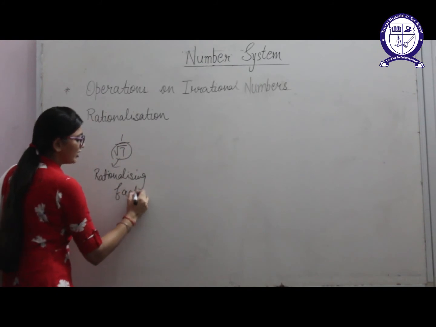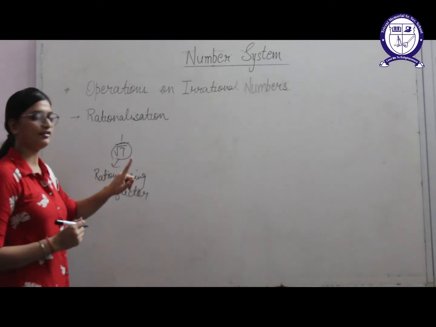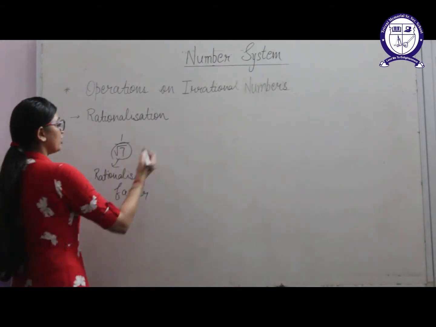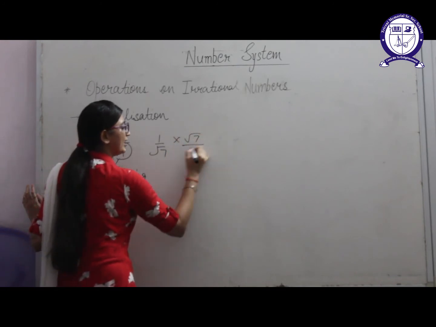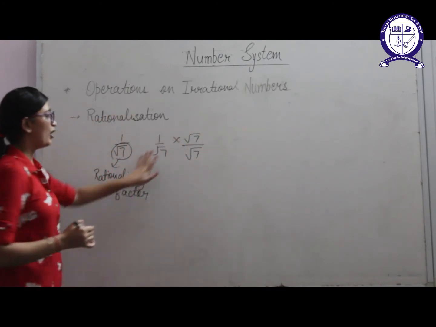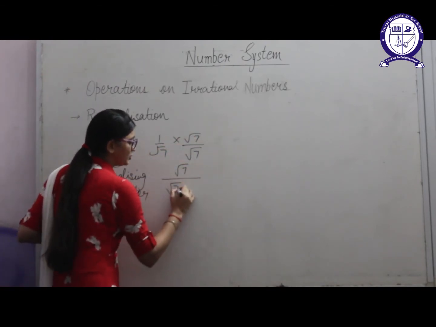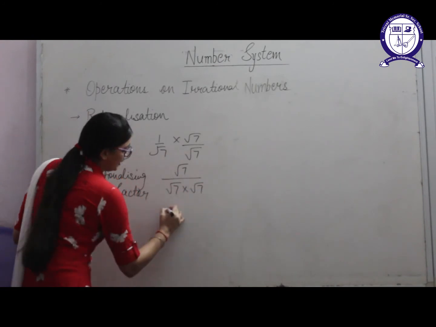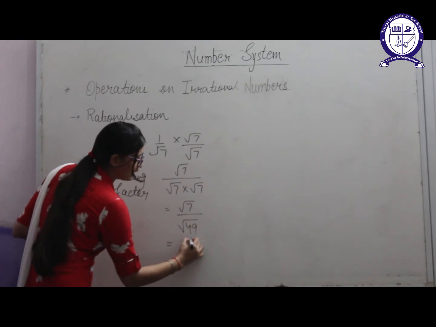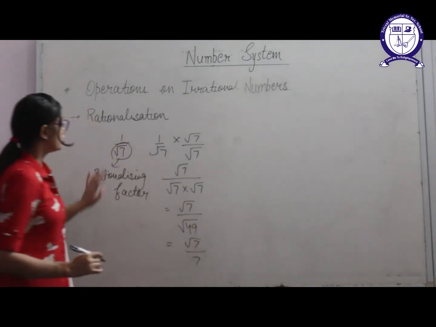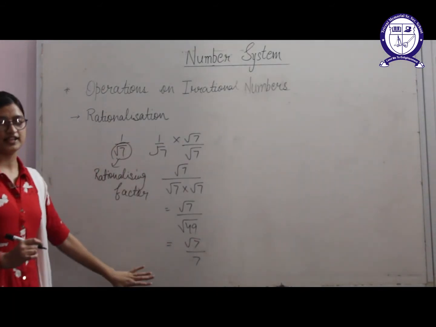And the procedure of rationalization is, we will have to remove this root 7 from the denominator. So what we are going to do is multiply it by root 7 and again divide it by root 7. Now 1 into root 7 will be root 7 and root 7 into root 7 will be root 49. And root 49 is nothing but 7 itself. So this number can be written as this, and this procedure is called rationalizing.